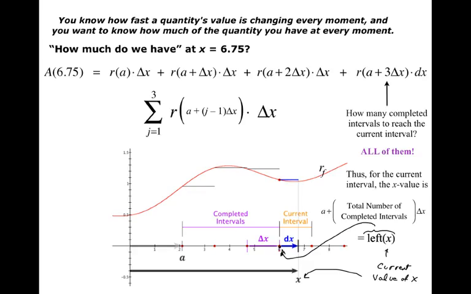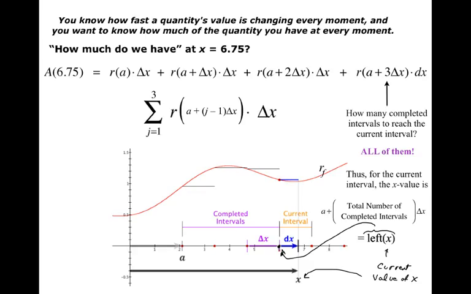It gives you the x value at the left side of the current interval, or the starting x value of the current interval. Super important. It does not give you a rate. Left of x doesn't spit back out a rate at you. It gives you back another x, right? This key x here.